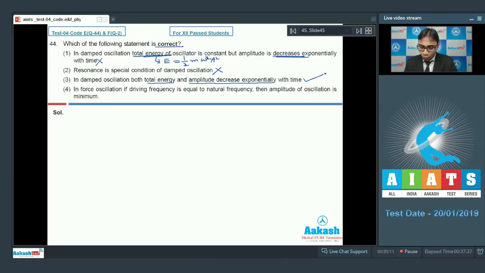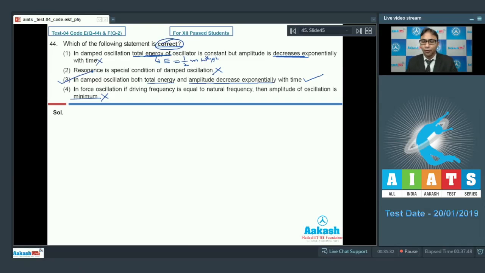Option 4 says in forced oscillation, if driving frequency is equal to natural frequency, the amplitude of oscillation is minimum. No, this is a resonance condition, so the amplitude will be maximum. So this is also wrong. So we have to choose the correct option, and we can say that our option number 3 will be the correct choice.